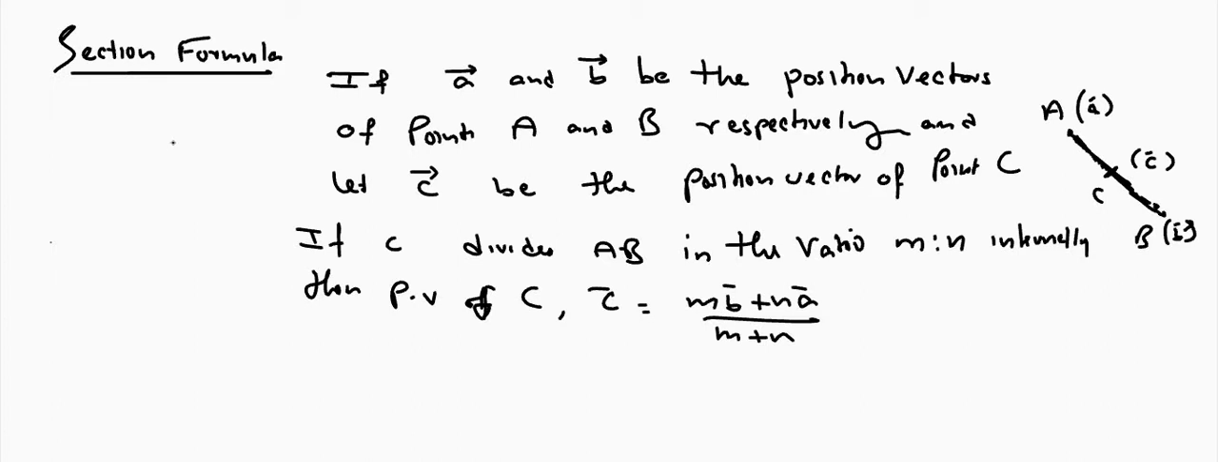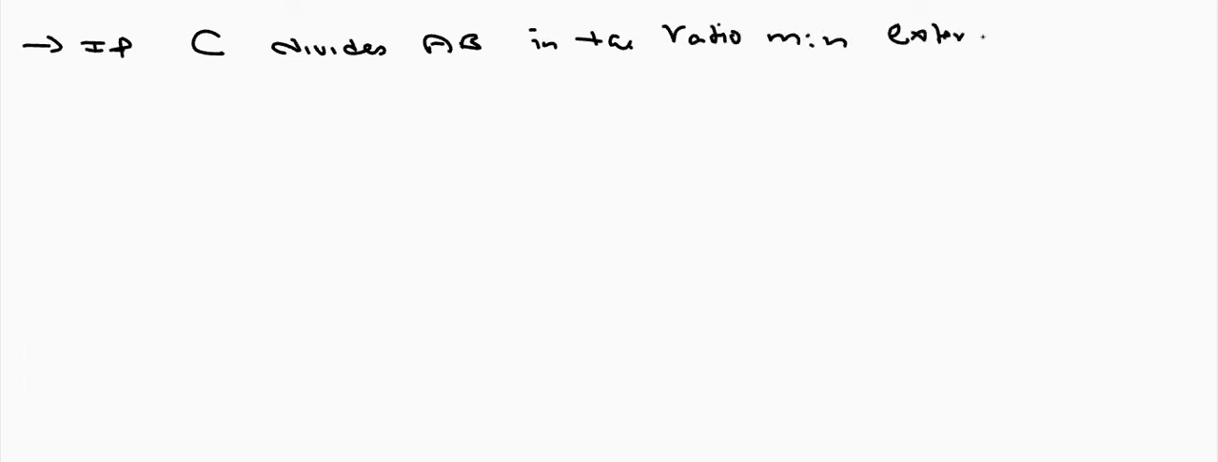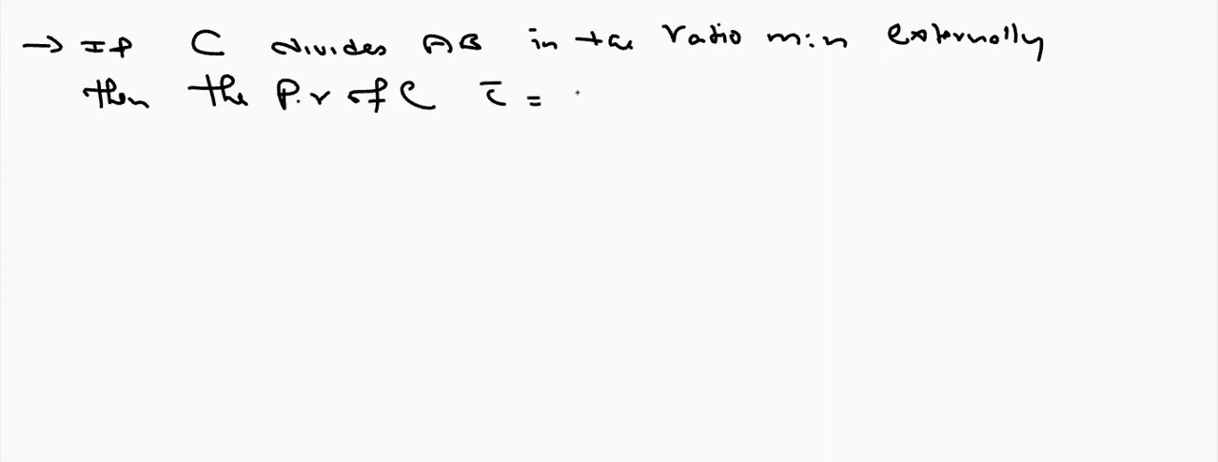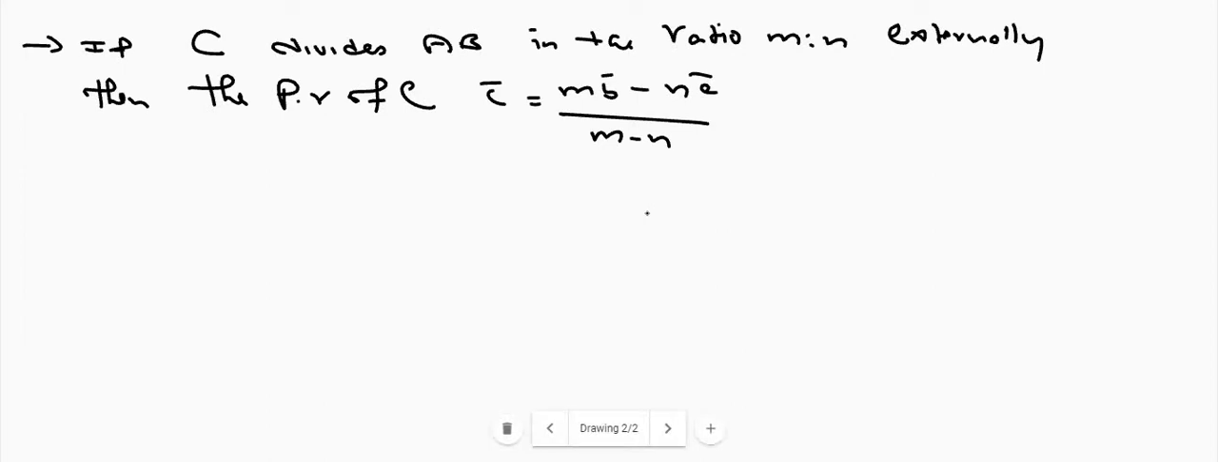And if C divides AB externally in the ratio m:n, that is, if C divides the vector joining A and B, that is AB vector, in the ratio m:n externally, then the position vector of C, that is C vector, is equal to (m B vector minus n A vector) divided by (m minus n).